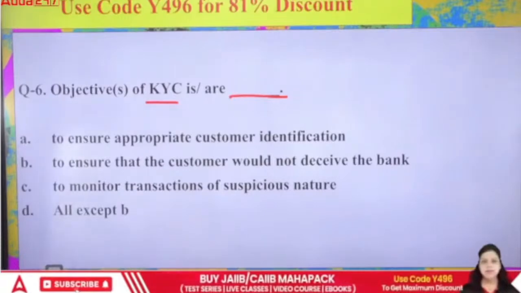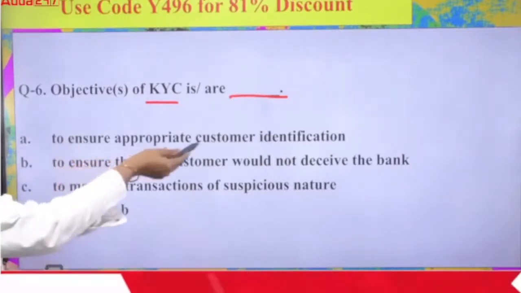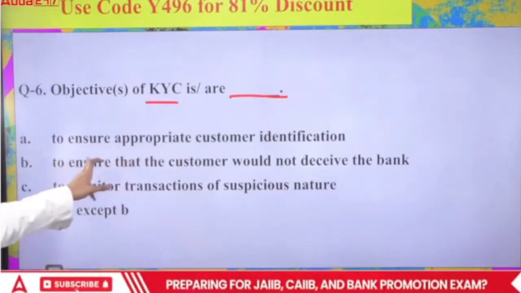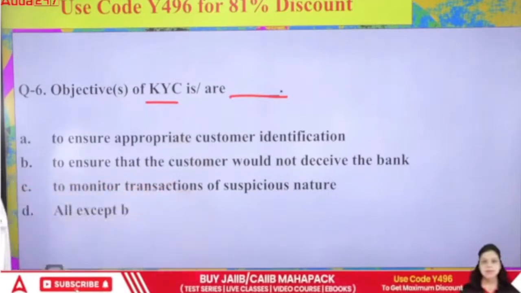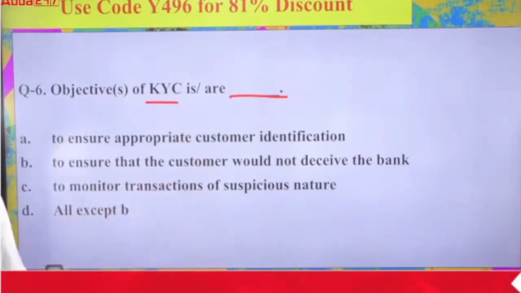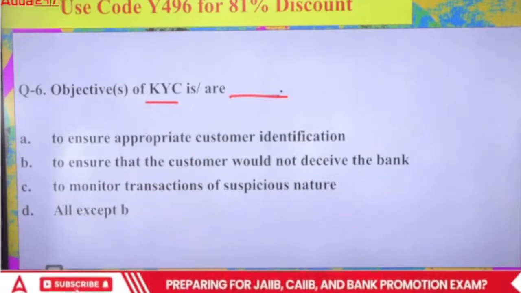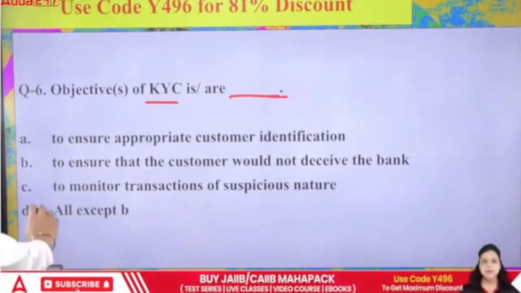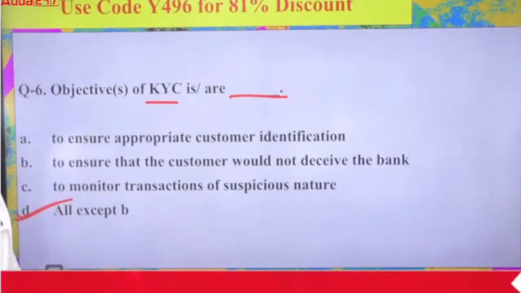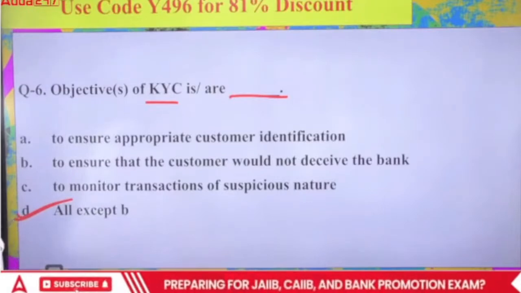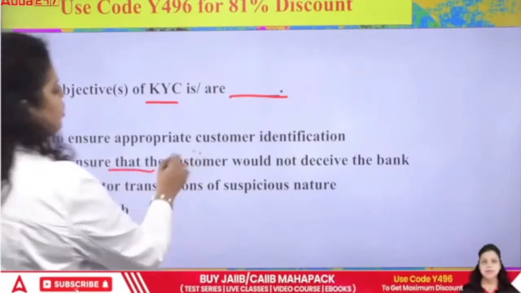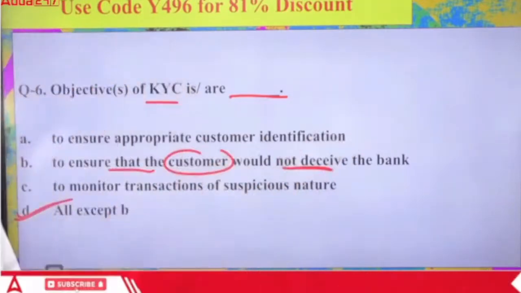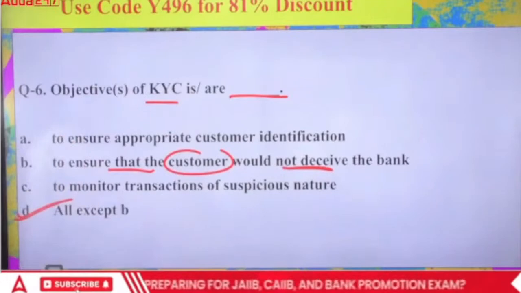Okay, so which of the following is right? First, to ensure appropriate customer identification. Second, to ensure that the customer would not deceive the bank. Third, to monitor transactions of suspicious nature. And fourth, all except B. So which of the following is correct? The right answer will be all except B. That's the objective, because ensuring the customer would not deceive the bank is not an objective. A and C are, but not B.